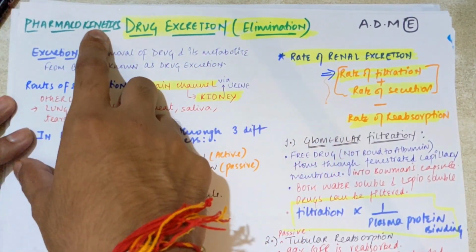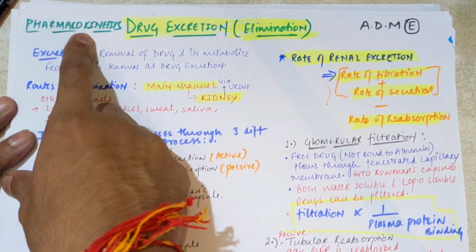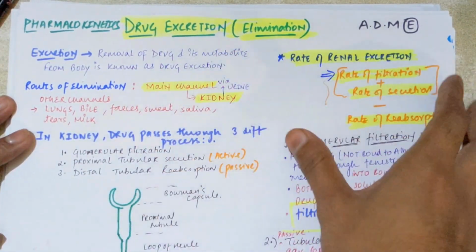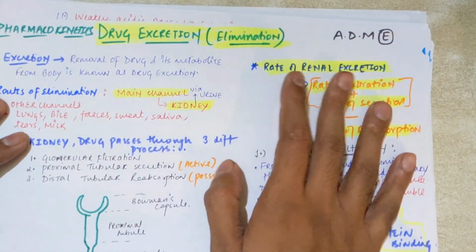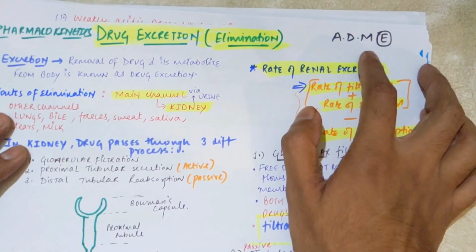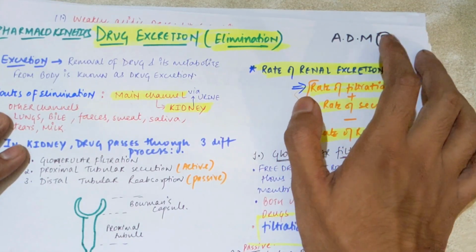In this video we'll be continuing in the section of our general pharmacology, in the section of pharmacokinetics. In pharmacokinetics, as we have discussed, there are four processes which occur: absorption, distribution, metabolism and excretion, that is ADME. Absorption, distribution, and metabolism of drugs we have discussed.